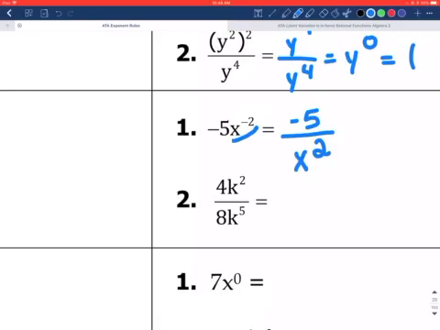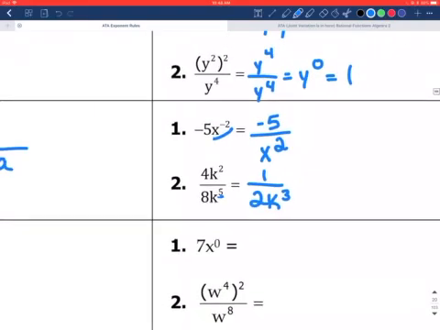For number 2, we have 4/8, which will be 1/2. And this is what I was talking about before, where now the bigger variable is in the bottom. So if we add 2 minus 5, that will be k to the -3rd power. 2 minus 5 is -3. But instead of doing it like that, it is perfectly fine to put k to the 3rd and just put it in the bottom, right there. Those are the exact same thing.